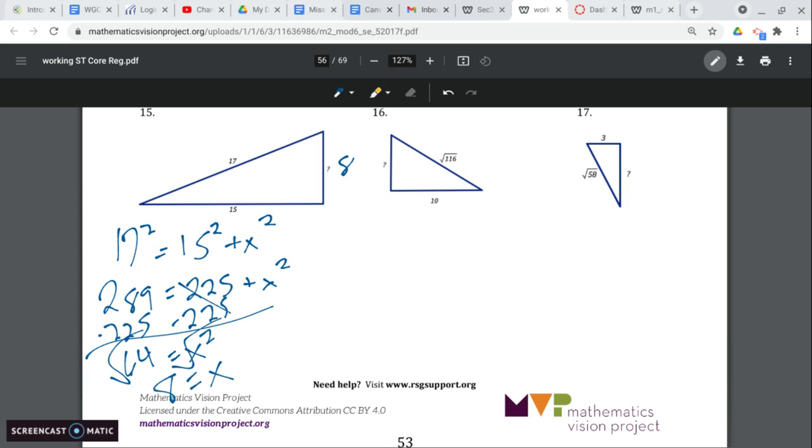So then in terms of what the slope of the hypotenuse is, well, remember, rise over run. So it's 8 over 15 is the other answer here. So you need both parts. You have to find both the missing side and the slope.